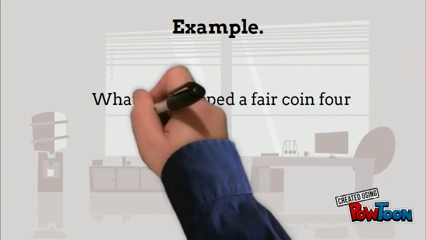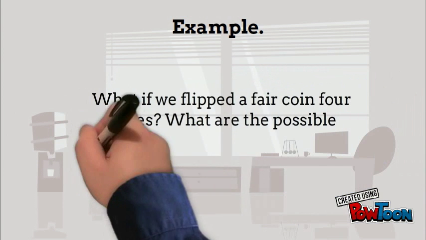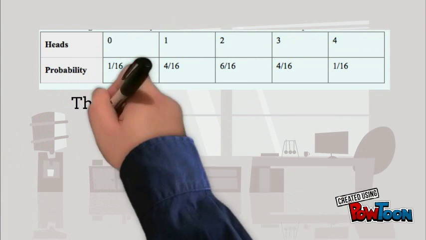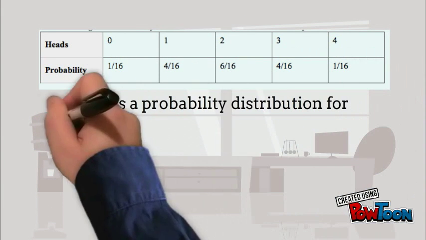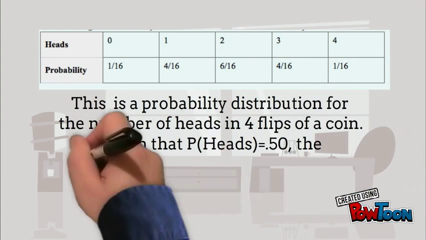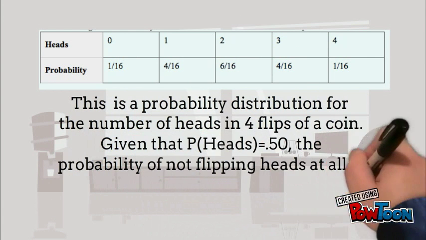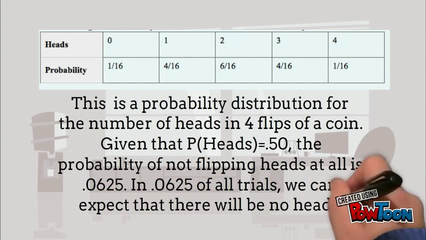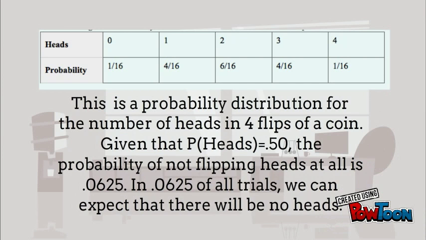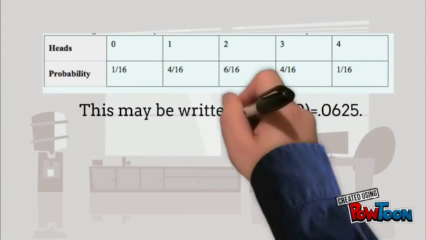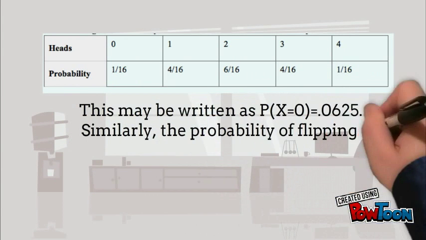What if we flip a fair coin 4 times? What are the possible outcomes and what is the probability of each? This is a probability distribution for the number of heads in 4 flips of a coin. Given that the probability of heads is equal to 0.50, the probability of not flipping heads at all is 0.0625. In 0.0625 of all trials, we can expect that there will be no heads. This might be written as probability of 0 is equal to 0.0625.